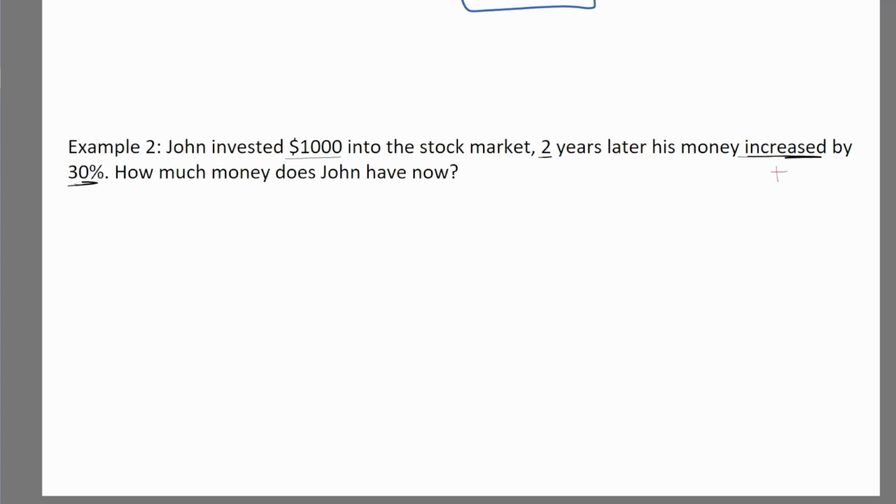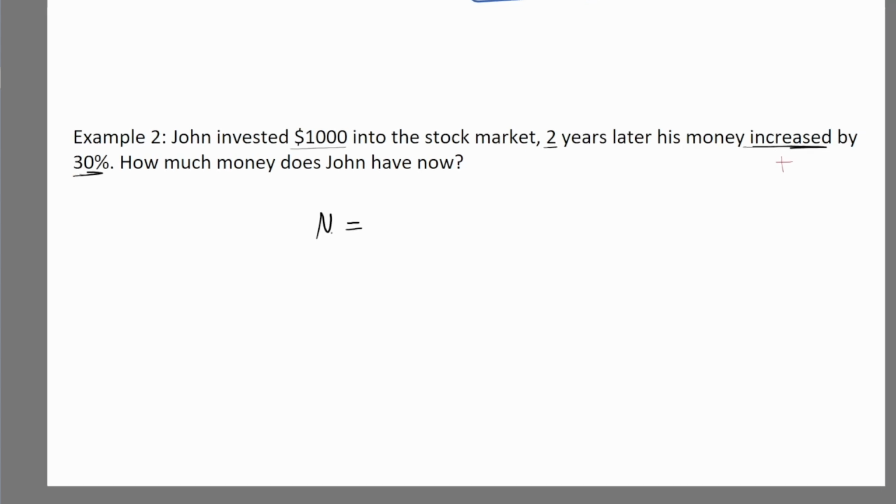I will write the rule down firstly. N equal, which is new, old, into 1 plus r over 100. It's inconvenient to write new and old every time, so just get used to writing n and o. Now, he invested $1,000, okay? And his money increased by 30%. How much money does John have now? So we want the new amount of money, and this right here, the $1,000, this is the old amount of money.